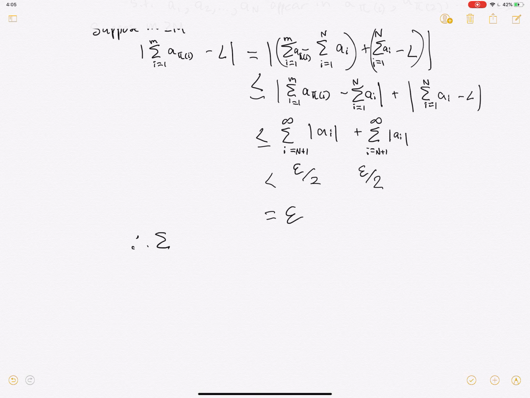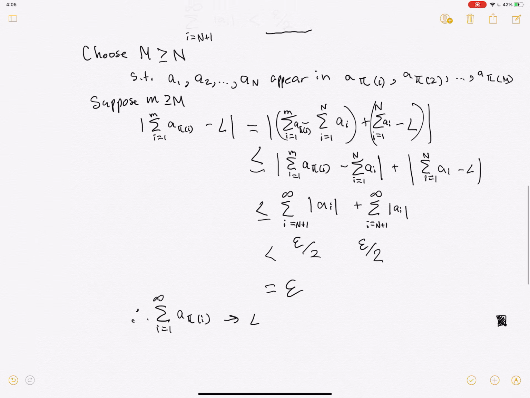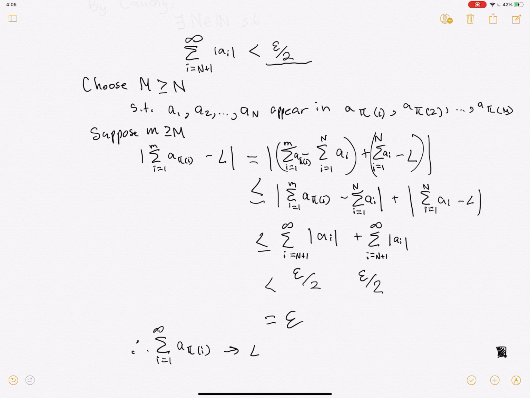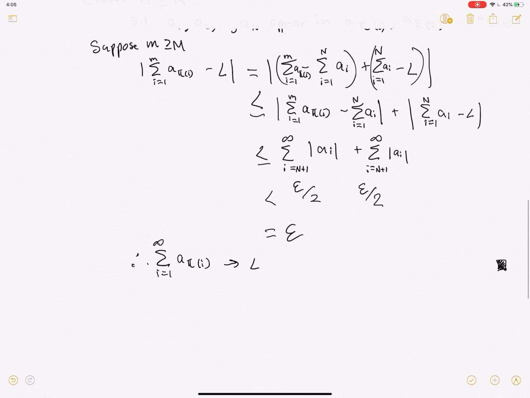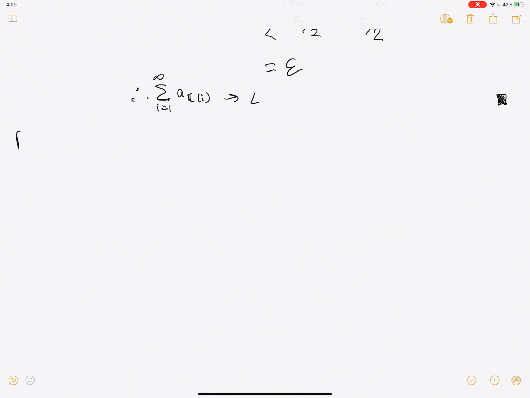So the sum of a_pi(i) from i equals 1 to infinity converges to L. So it's the same limit no matter what rearrangement you do. Alright, now let's look at what this means.